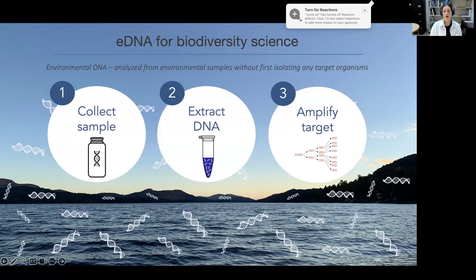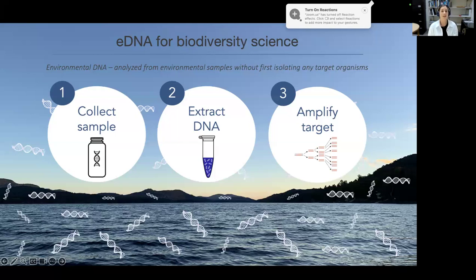Then we amplify a target gene or a target gene region in the sample through polymerase chain reaction, PCR. And in this instance, we might be targeting the gene of a single species. So we might be looking for a specific species or a couple species that we're interested in assessing their presence in a system. But we could be targeting the gene region for a group of species as well. So this could be looking at perhaps the genes that belong to all of the fishes in the system, or all of the vertebrates in a system, or all of the microbes in the system. So we're amplifying a target gene region belonging to a single species or a group of species.